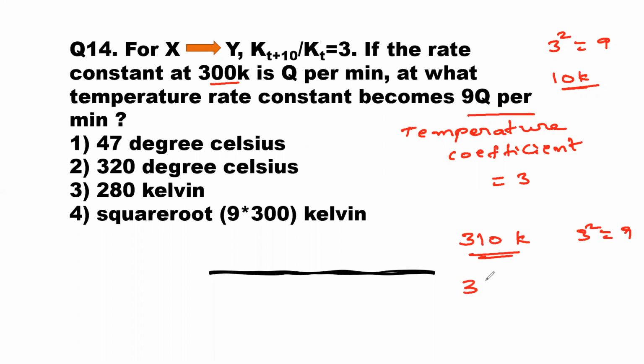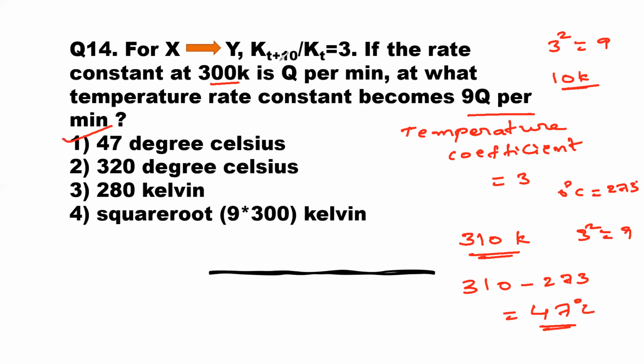So 310 kelvins means it is minus 273. Minus 273, because 0 degrees C is equal to 273 kelvins. So we can take 310 minus 273, it should be 47 degrees C. So the answer is 47 degrees C. I hope it is clear.